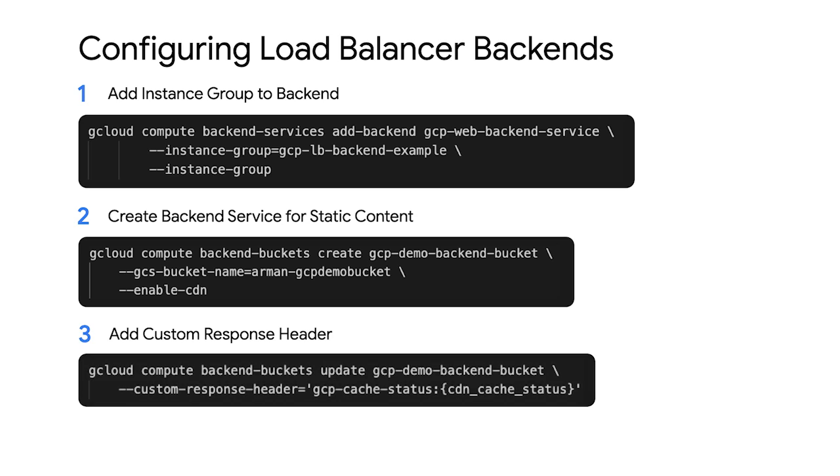The third command here adds a custom response header to requests for this backend. The custom response header indicates whether or not the request was served from the CDN cache. There are a lot of other custom headers that can be added in addition to the cache status. You can additionally add your own headers and set them to be whatever you'd like.